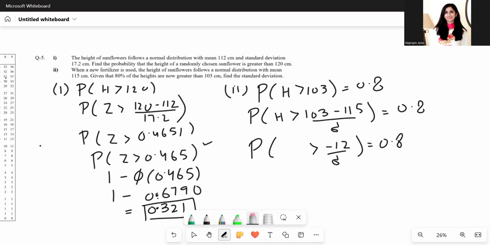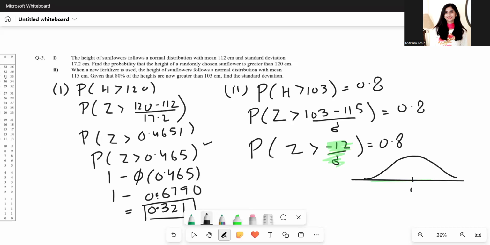And I'm sorry, I was supposed to write this as z, because once you standardize by subtracting the mean and dividing by the standard deviation, you're supposed to change the variable to z, indicating normal distribution. Now we have to look at whether this z-score is a positive value or negative value. We're going to draw a normal distribution curve.